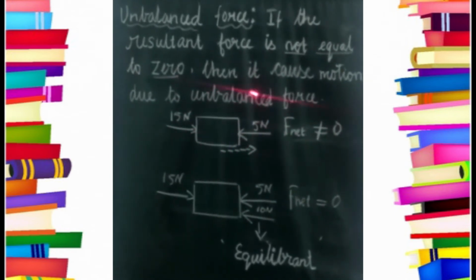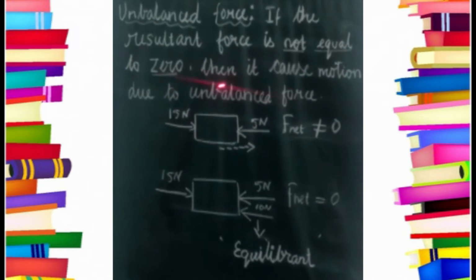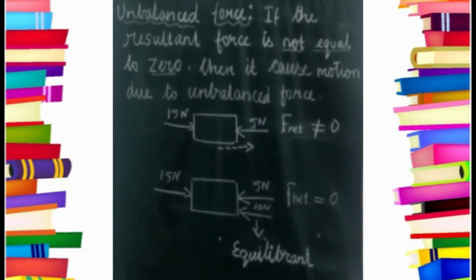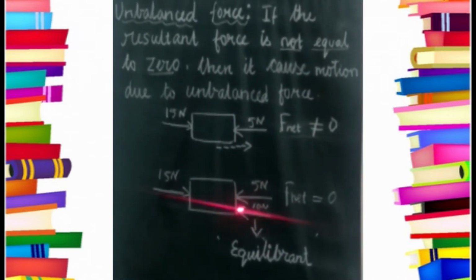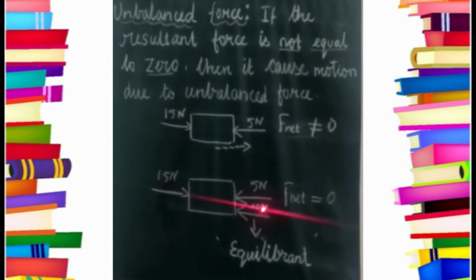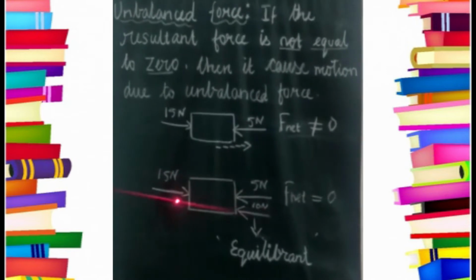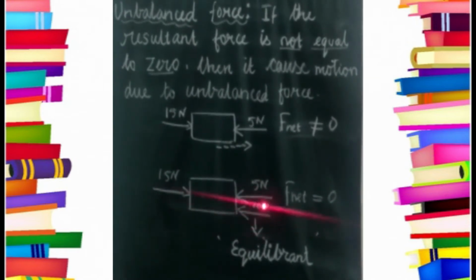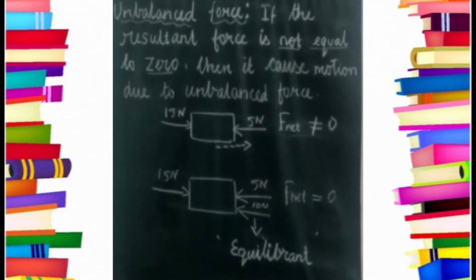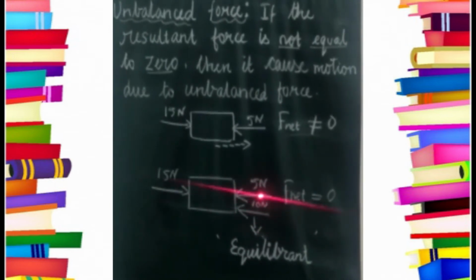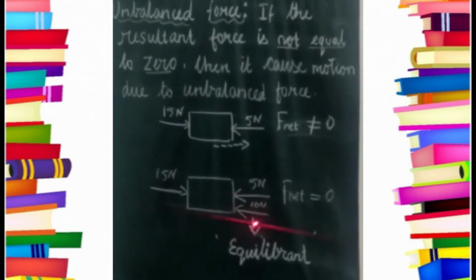To make this body a balanced one, we have to apply another force in the opposite direction so that it will be equal. It will be in the equilibrium state. So you have to apply 10 Newton. This force which we applied externally, extra, is said to be the equilibrant.